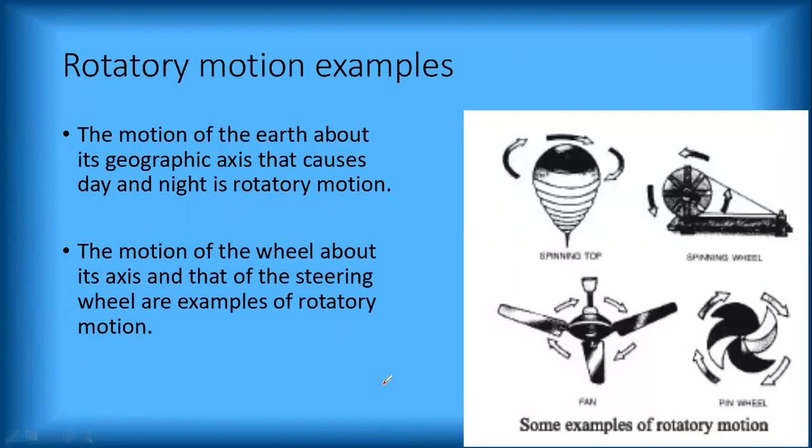Examples of rotatory motion. The motion of the earth about its geometric axis that causes day and night is rotatory motion. The motion of a wheel about its axis, like that of a steering wheel, are examples of rotatory motion. So the spinning top and the other examples are also mentioned. You can see in the diagram, rotatory motion is the motion around an axis. The motion of a wheel.